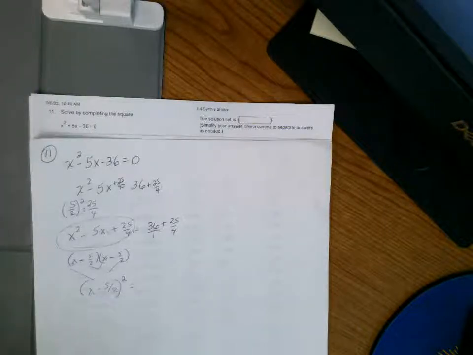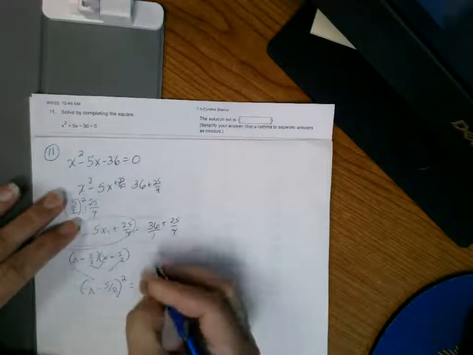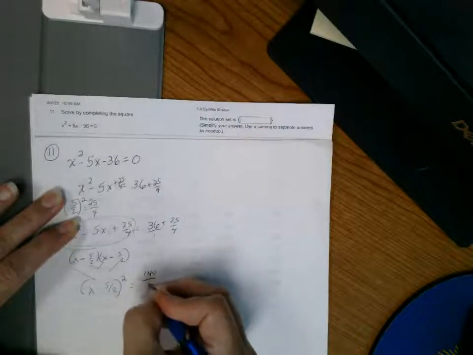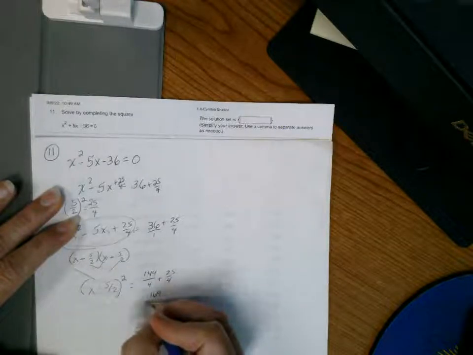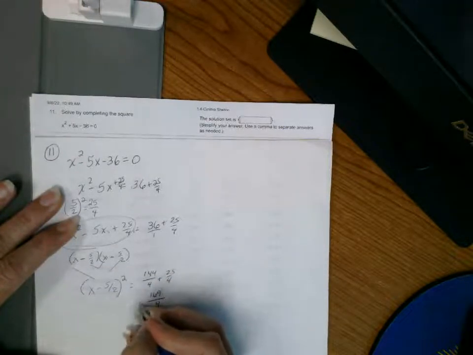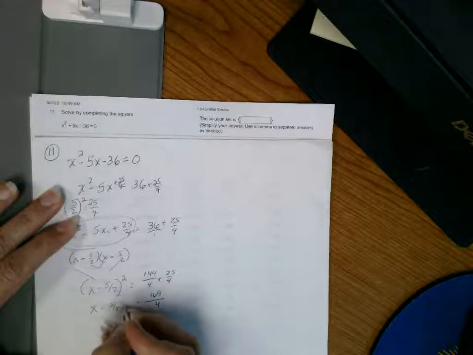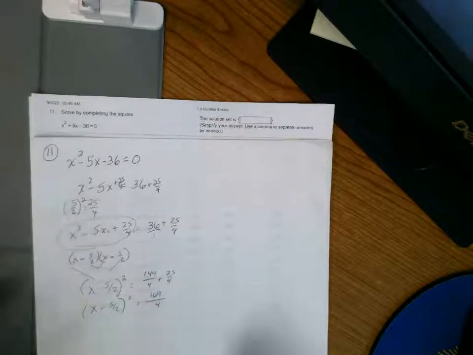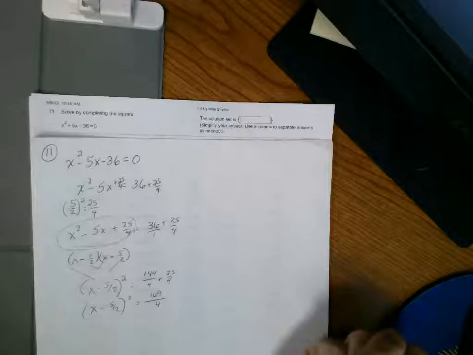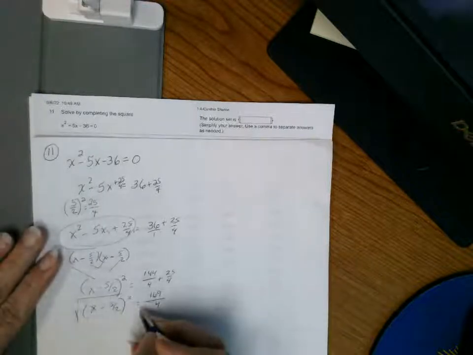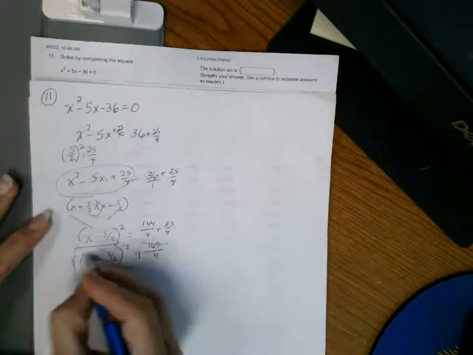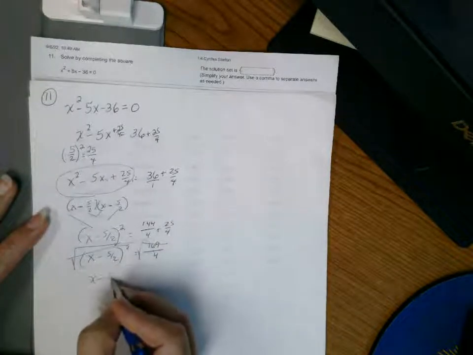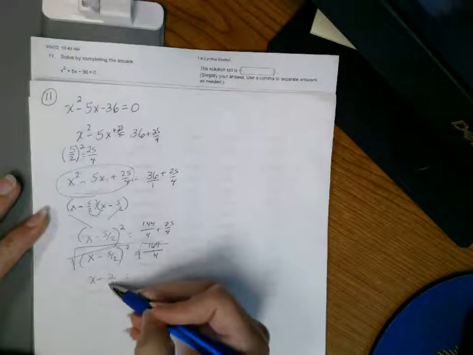So I'm punching this in my calculator, and I've got 144 fourths plus 25 fourths, or just completely do that on your calculator and get 169 over 4. Okay, so we combine those two on the right. Then we can use the square root property and square root each side. The square root and the squaring cancel each other out and brings down what was under the radical.